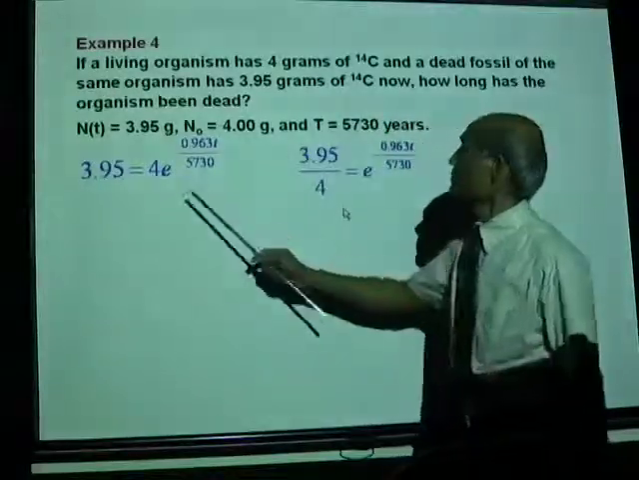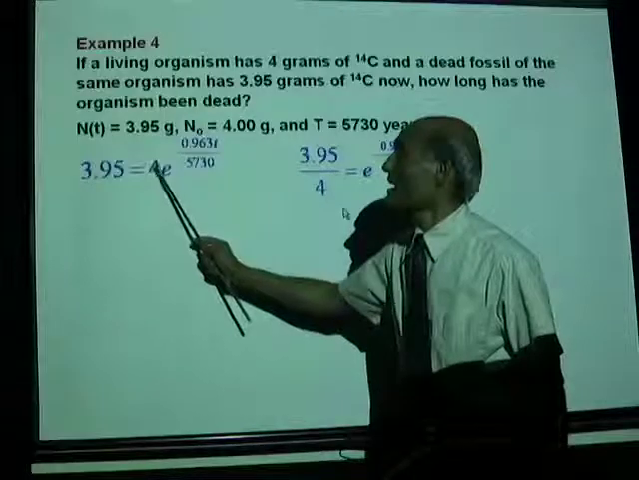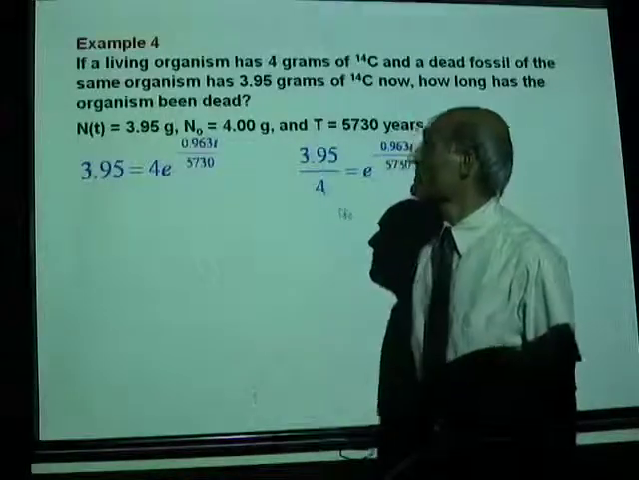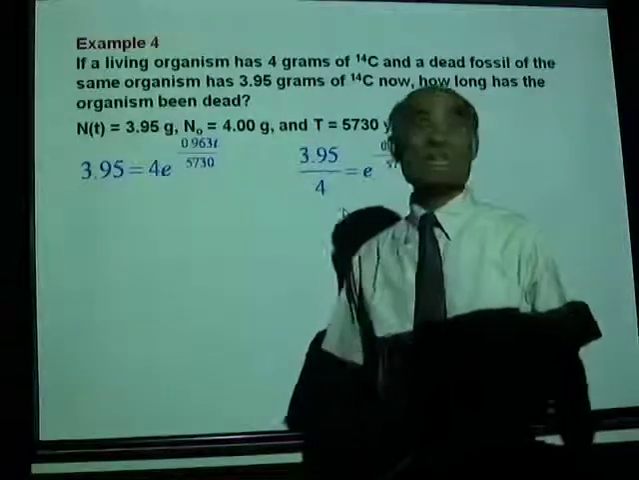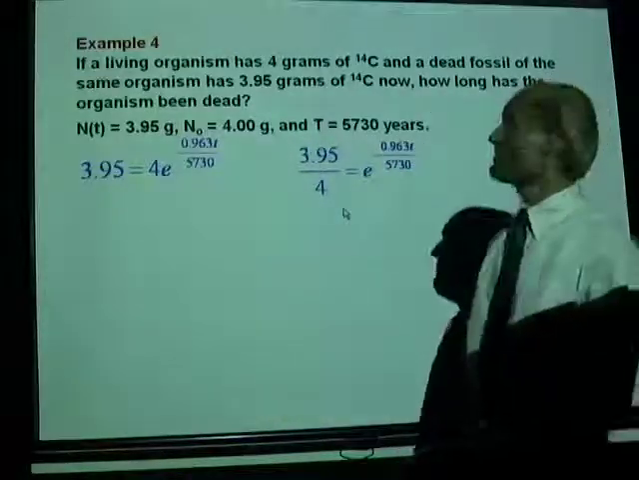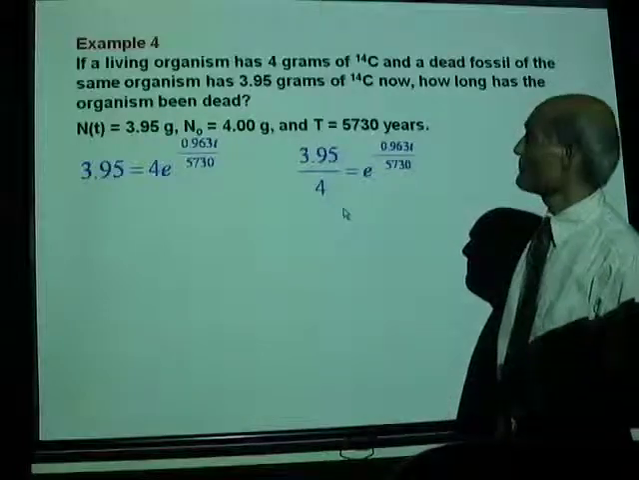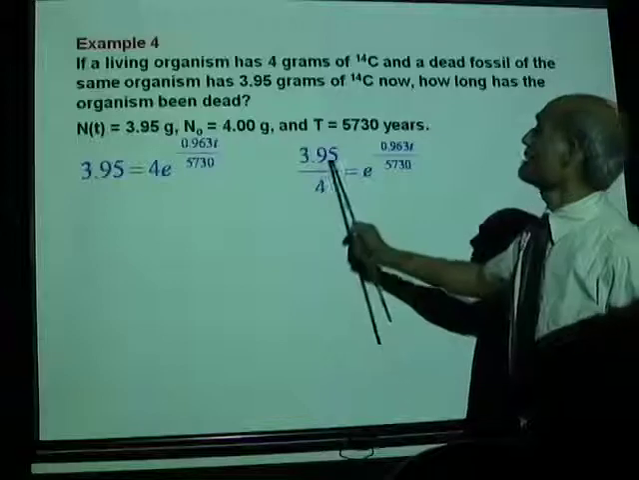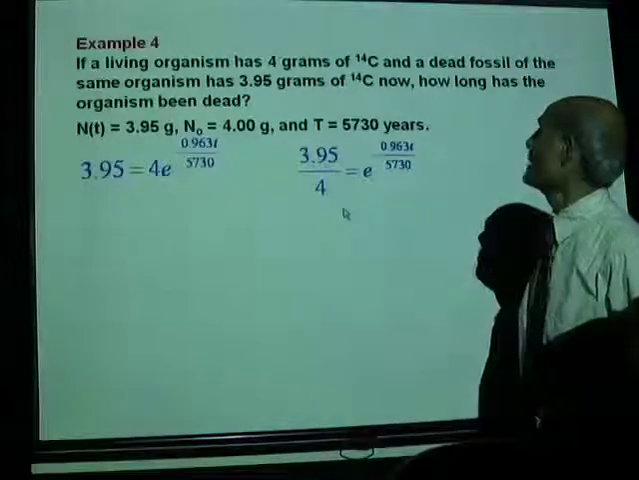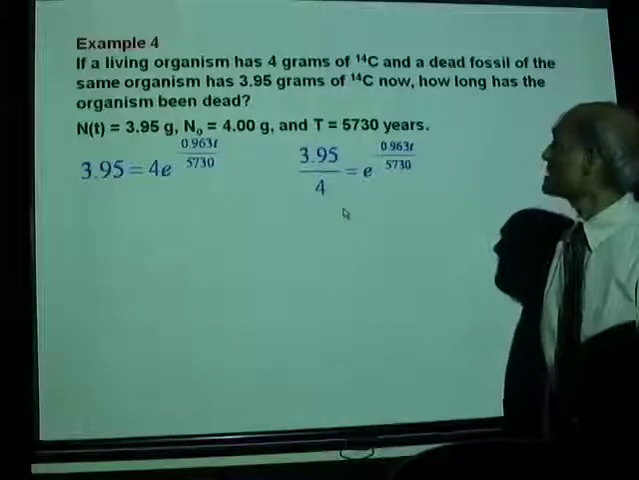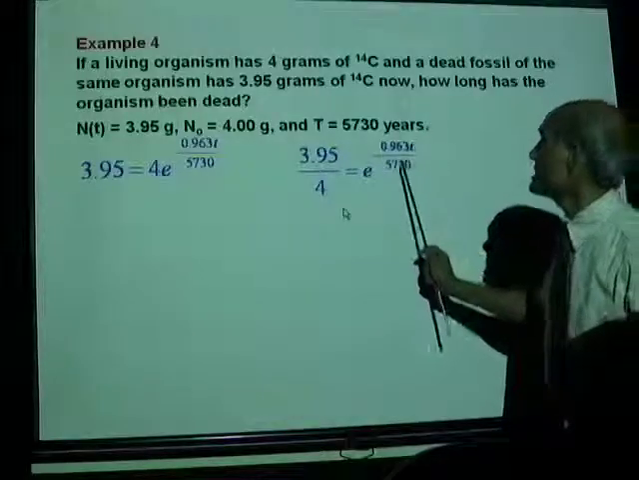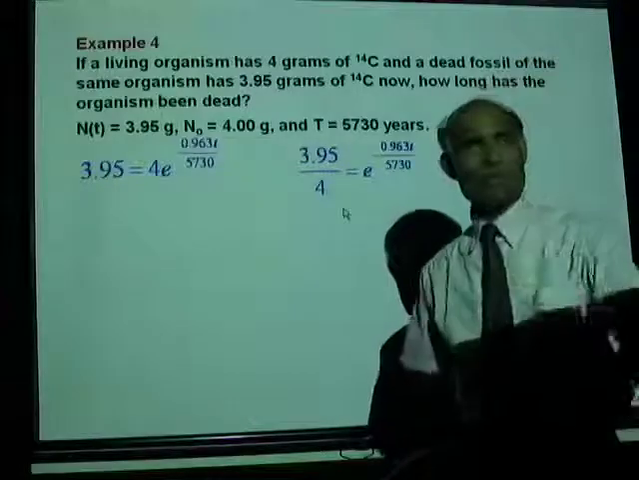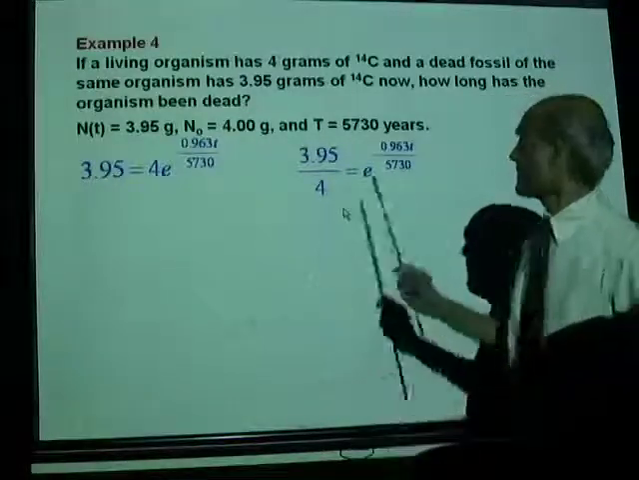And so we have 3.95 equal to 4 times e to the power of negative 0.963 t divided by 5,730. Or we have 3.95 divided by 4 is e to the power of negative 0.963 t divided by 5,730. Now you probably have a question to ask me.